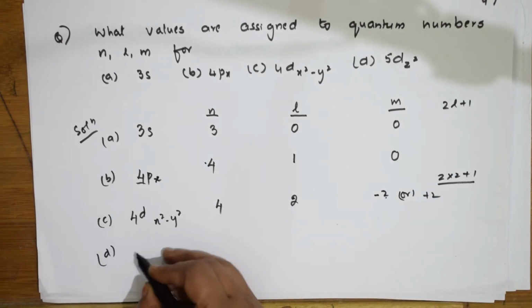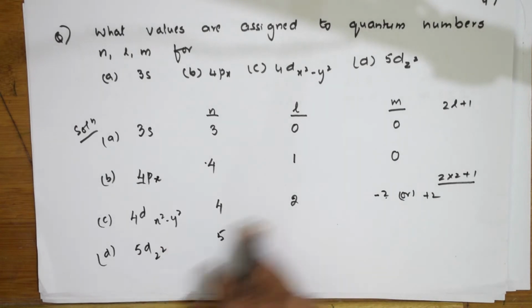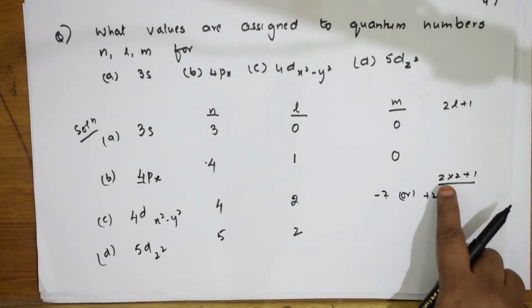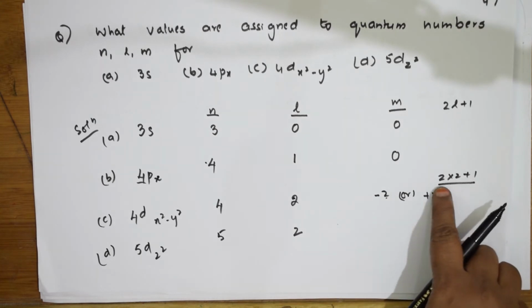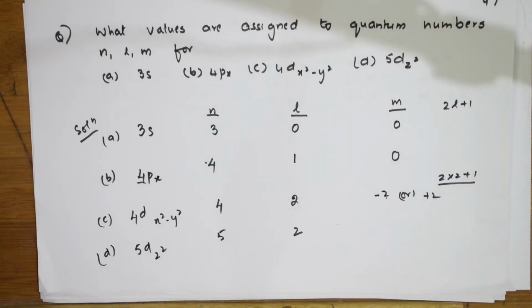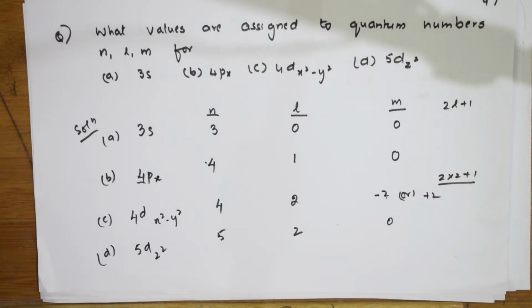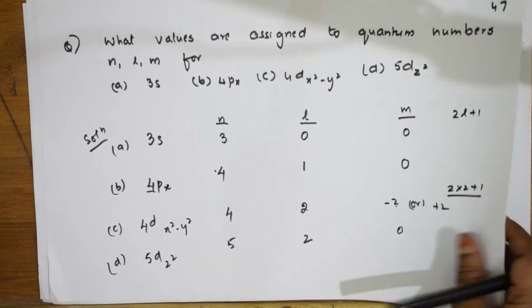Now I'm picking up the last one, 5dz square. Here the n value is 5. Now the d value, same as this, is 2. Again the same, you can take 2l plus 1, 2 into 2 plus 1. So n is equal to 5, l is equal to 2, and m will have 0 when I take this dz square, because it is 5dz square, that's why it is 0. This is the concept.